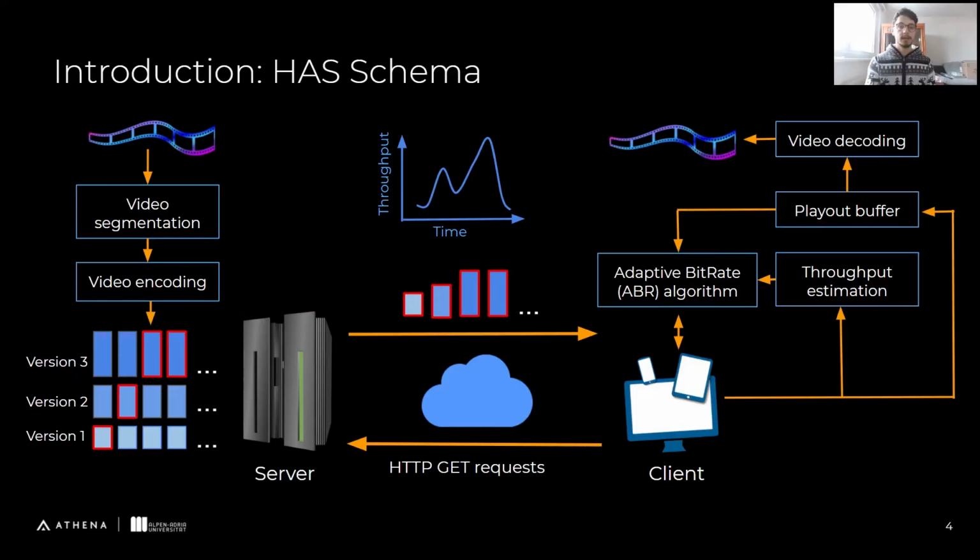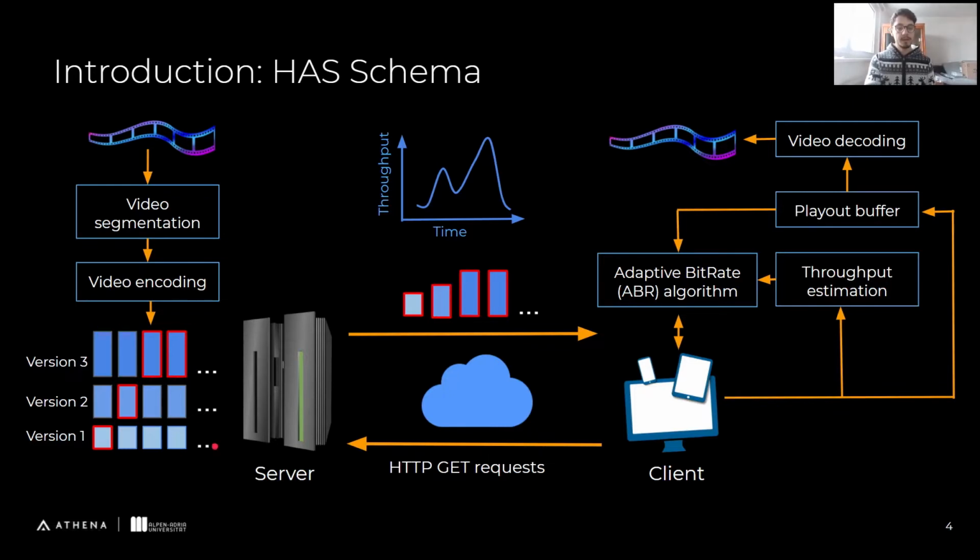For the introduction, I would like to start with the HAS schema, the HTTP Adaptive Streaming schema. We start here on the left corner with the video reproduction and the video segmentation, which means that we are splitting the video file into different segments. After this segmentation, there's the video encoding, which means that starting from the high resolution video, we want to create different versions of the same video. Each version is characterized by a resolution and a bitrate.